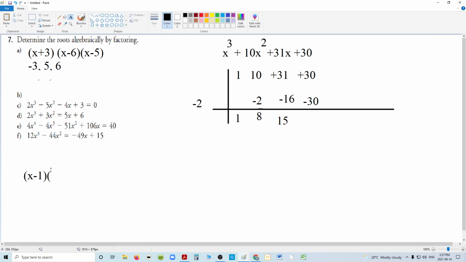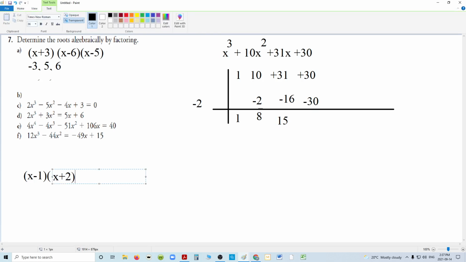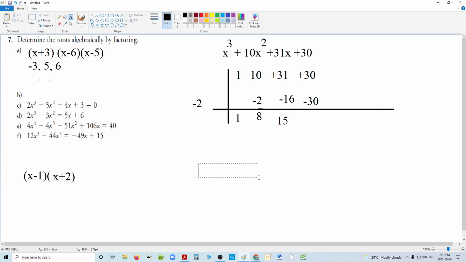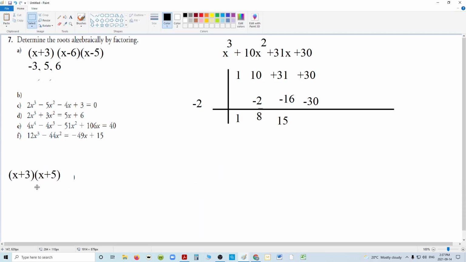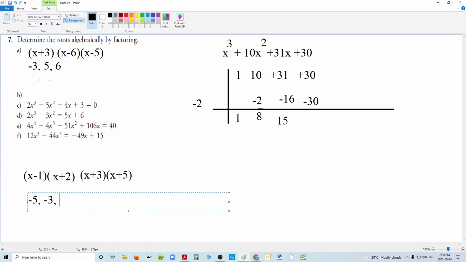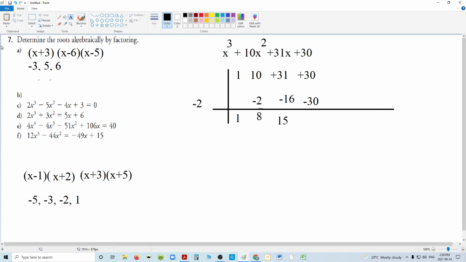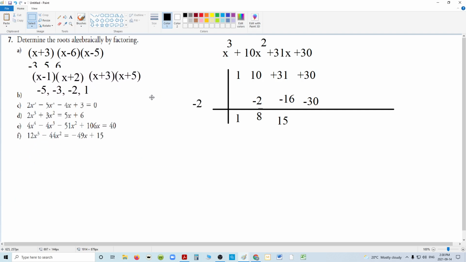So we're left with a new factor, which is x plus 2. They don't want the factors, they want the roots. And we're left with something that multiplies out to 15 and adds up to 8, because that's 1x squared plus 8x plus 15. And we've obviously got x plus 3 and x plus 5. So that's the other factors, which means the roots in order are -5, -3, -2, and +1. Should have put them closer in the first place. But there we go. That's the answer to B.